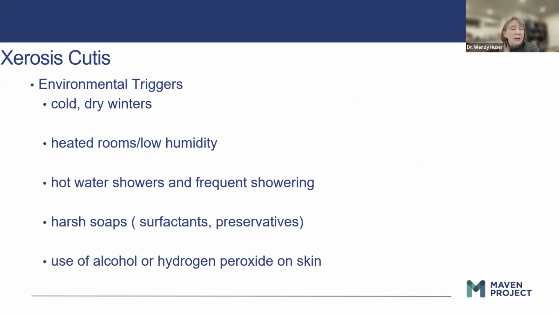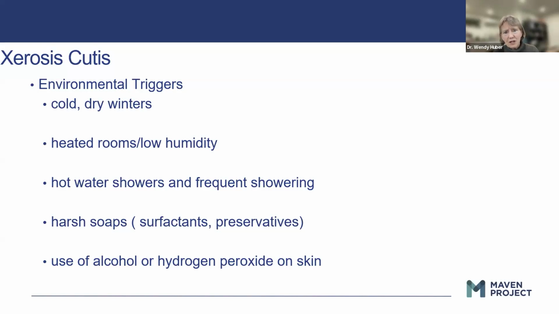Environmental triggers are really common, especially, I think your clinic is on the East Coast, so you can have those cold, dry winters and heated rooms with low humidity. Those are sufficient triggers in older people for the skin to dry out and start getting xerosis and then moving on to eczema. Harsh soaps can play a role too.